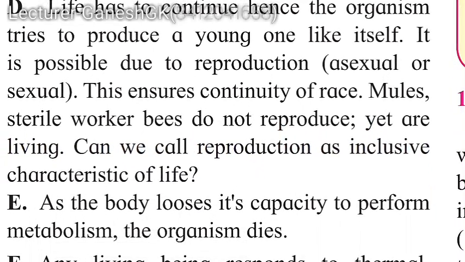The life has to continue. The next point is about reproduction. The life has to continue, hence the organism tries to reproduce young ones like itself. This is possible due to reproduction. There are two types of reproduction: asexual reproduction and sexual reproduction. But before that, we have to understand what reproduction is. Reproduction is the producing of a new offspring.